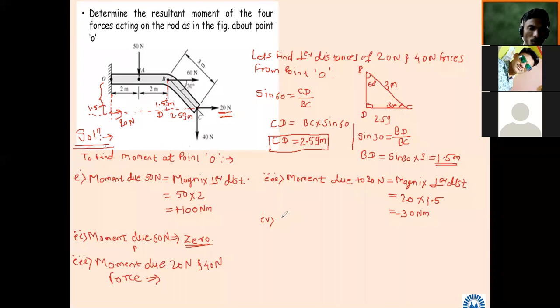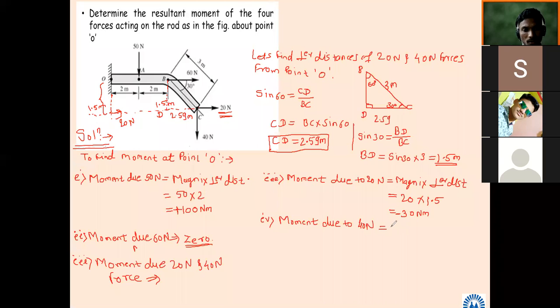Minus 30 Newton meter. Next now. Moment due to which force now? The 40 Newton force. Magnitude into perpendicular distance, same formula. What is the magnitude? 40. What will be the perpendicular distance? 6.59.